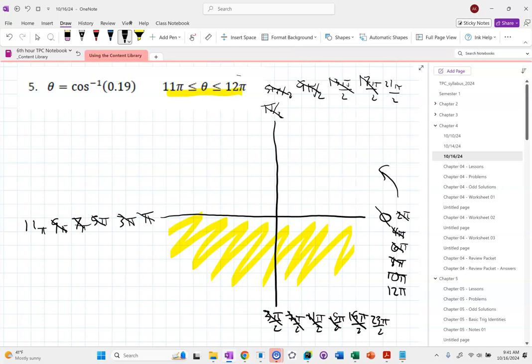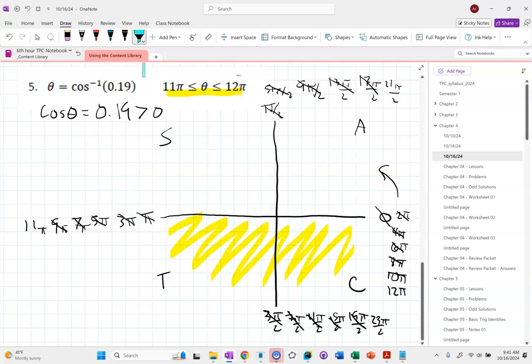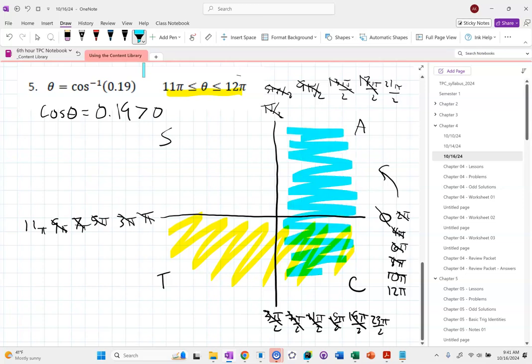Sound good? All right. So we know that the starting problem is equivalent to saying cosine theta is equal to 0.19, or really what we care about is just that it's positive. So all silly turtles crawl. What two quadrants is cosine positive in? 1 and 4, A and C, right? A for all, C for cosine. Remember, the letters are always telling us where things are positive.